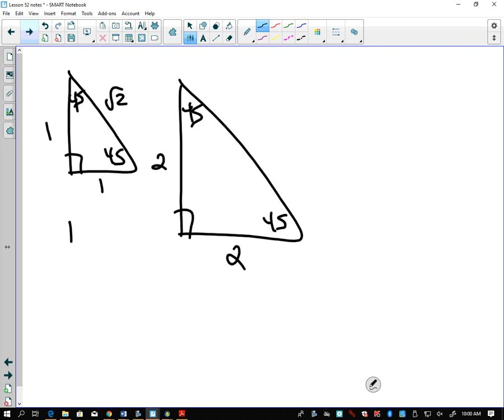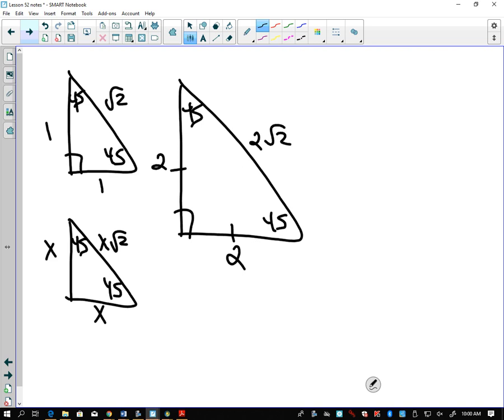Okay, so let's look at it like this. I'm going to write a 45-45-90 here. I'm going to say that this is x, and this is x, and that this is x times radical 2. Right? Because that's the same ratio. So if this is 2 here, and this is 2 here, then what's the hypotenuse? 2 radical 2. You got it. Does that make sense? So if this was 3, then this would be 3, then this would be 3 radical 2. Okay? Now, I'm going to blow your mind.